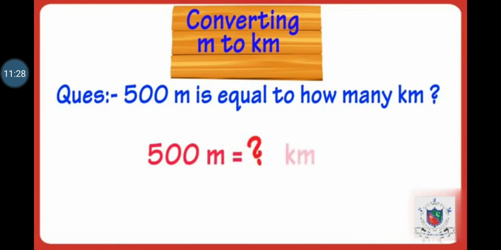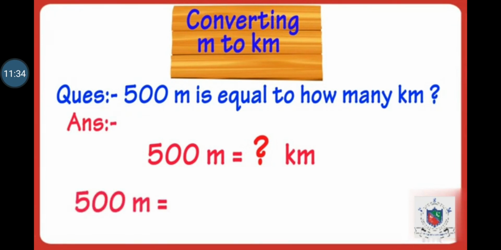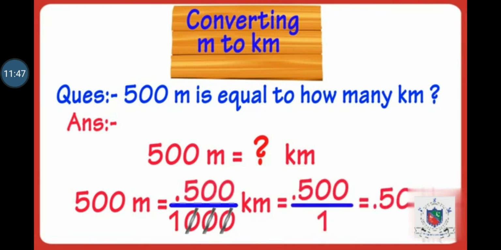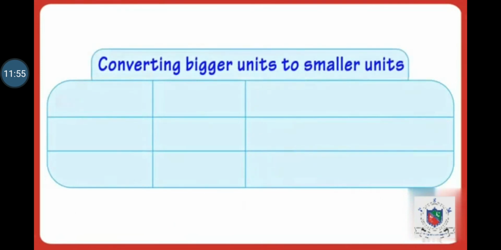In the same way, 500 meter is equals to how many kilometer? As we are moving from smaller to bigger unit, so we need to divide by 1000. So it will be 0.500. As we know that whenever we have 1000 in the denominator, there must be 3 decimal places after the decimal point.